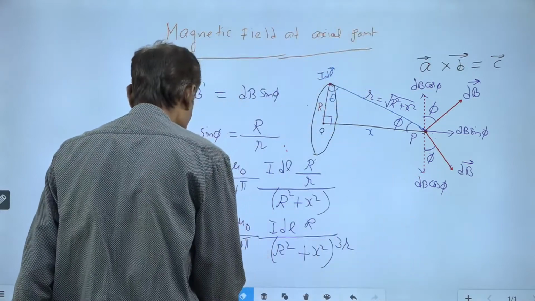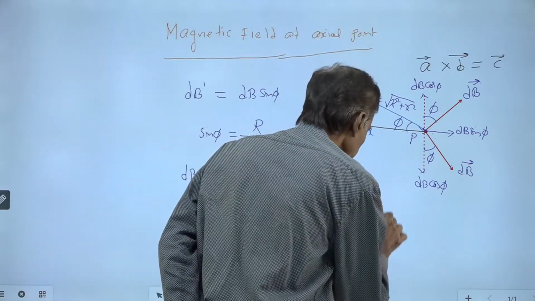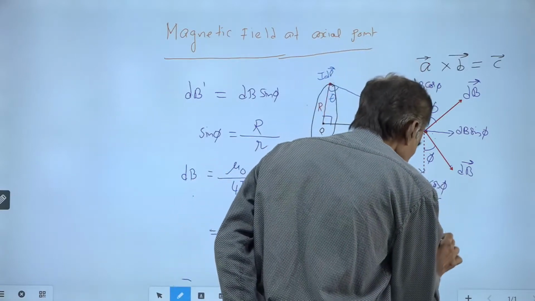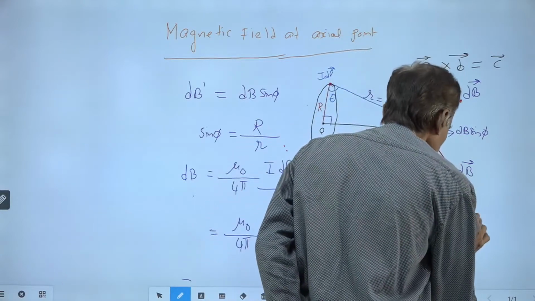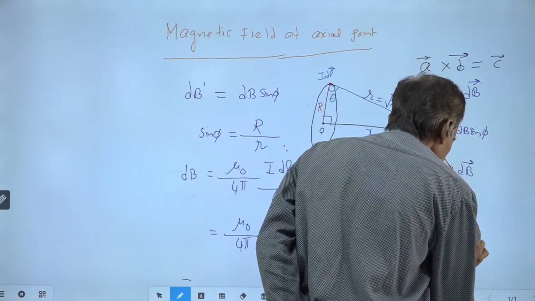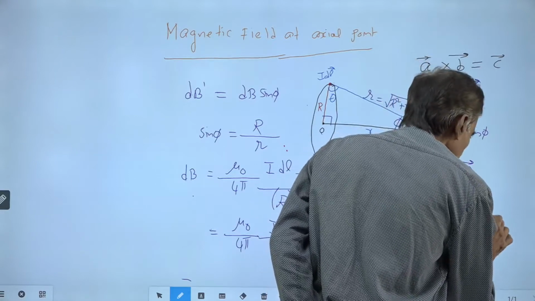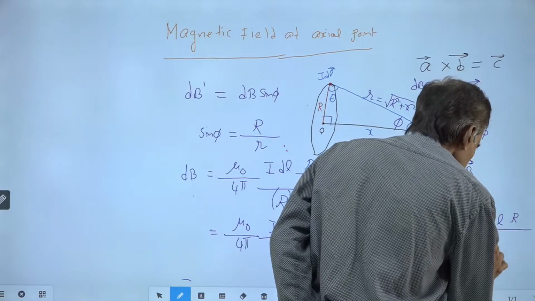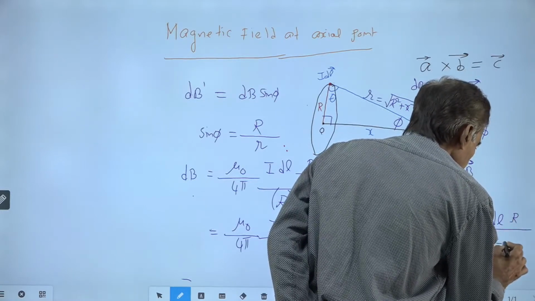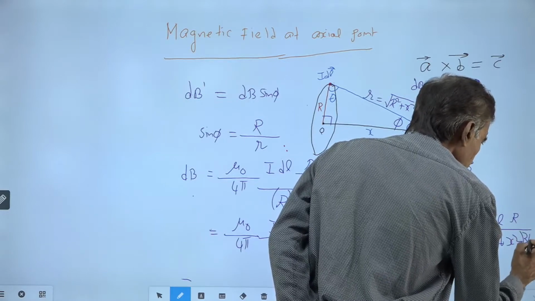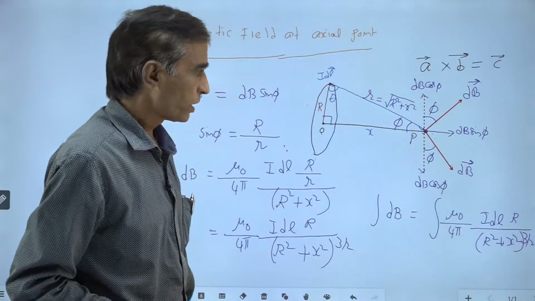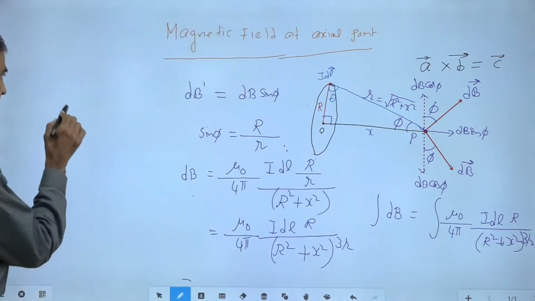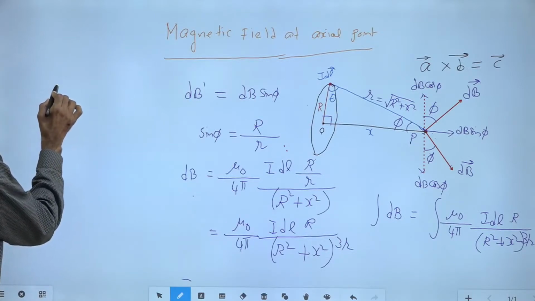So we are going to integrate here. Integral of dB is equal to integral of mu naught by 4 pi into IDL into capital R divided by R square plus X square whole power 3 by 2. So all are constant except dl. Therefore, now we can write that as integral of dB is B.